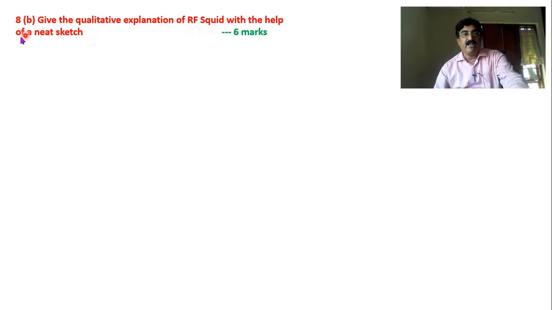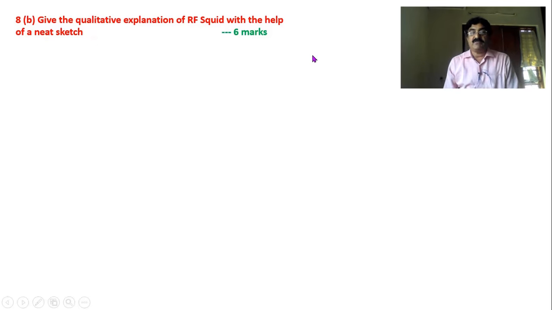Well, now I come to the next question. Give the qualitative explanation of RF SQUID with the help of a neat sketch. RF SQUID means radio frequency SQUID. You know what is SQUID? SQUID is a superconducting quantum interference device. It is mainly used to measure magnetic fields of very small value, about 10 power minus 15 Tesla, like that. Such a small magnetic field can be detected with the help of SQUID. In SQUID there are two types, DC SQUID and RF SQUID. AC SQUID it is also called.